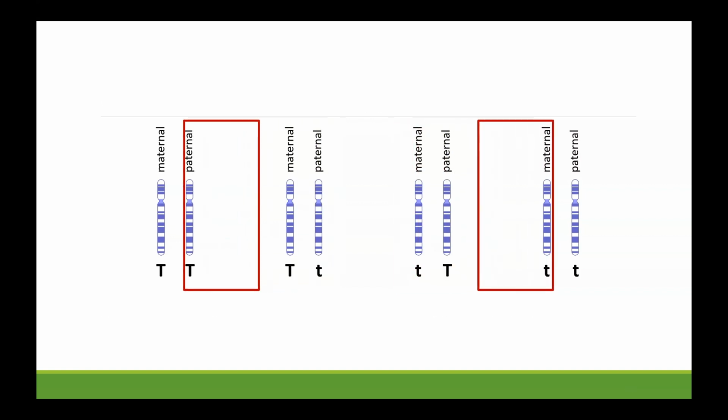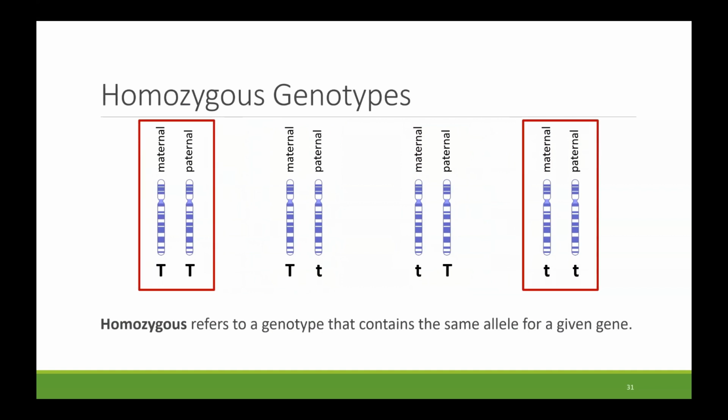And then the other 2 genotypes are described as homozygous. Homozygous means the genotype has the same allele on both chromosomes. So the prefix homo means the same, and there are 2 ways of being homozygous. To be homozygous dominant means that you have 2 copies of the dominant allele, and then to be homozygous recessive means you have 2 copies of the recessive allele.